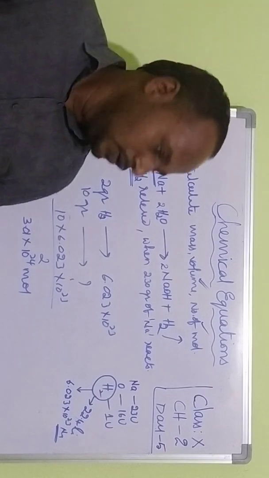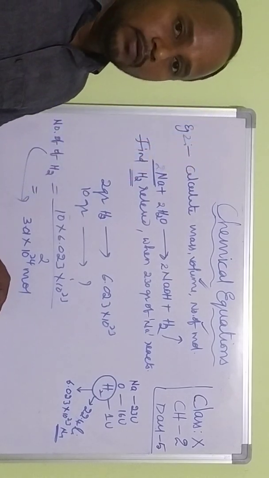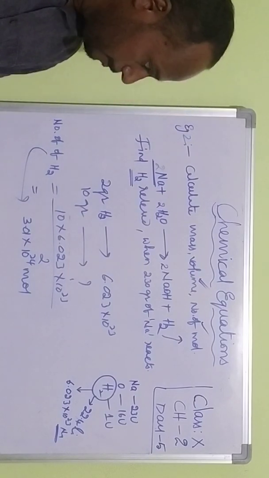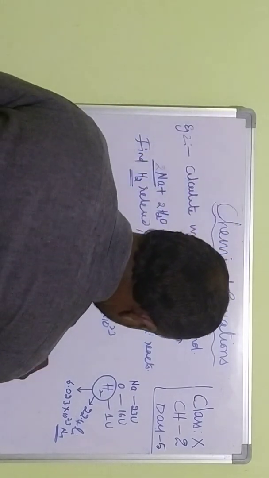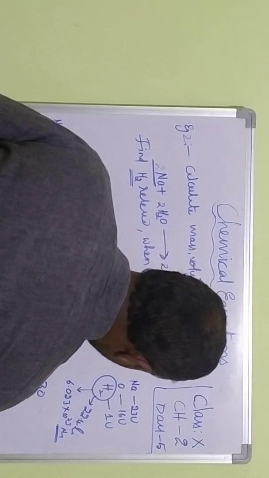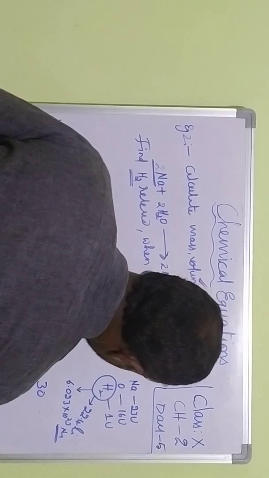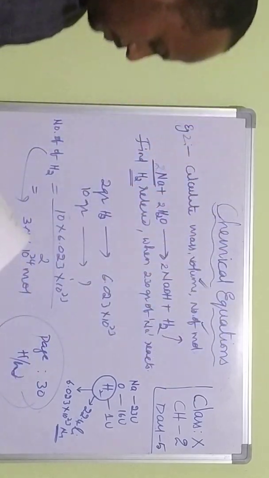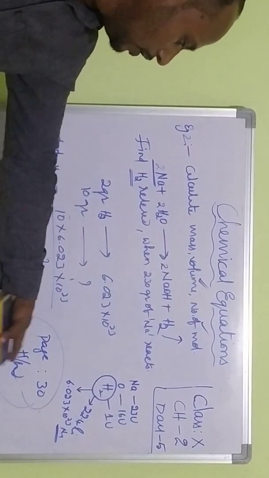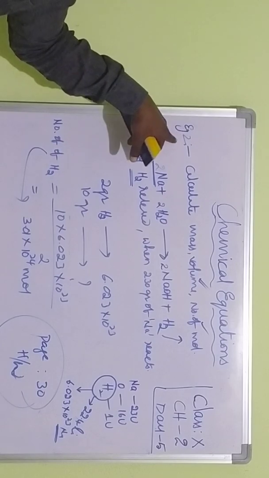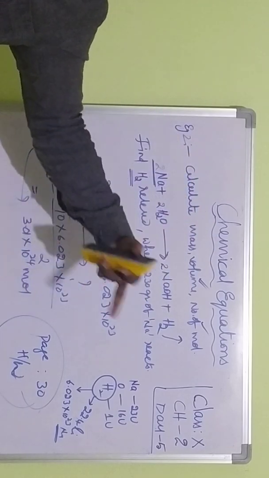So this is the section. One more problem is also there. Page number 30. This is homework, the third problem. The third example on page number 30. 2 problems we discussed, and likewise the third problem is also there.